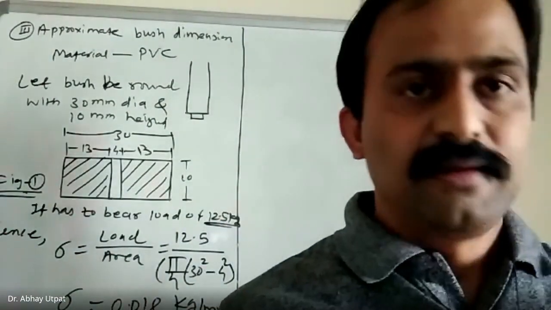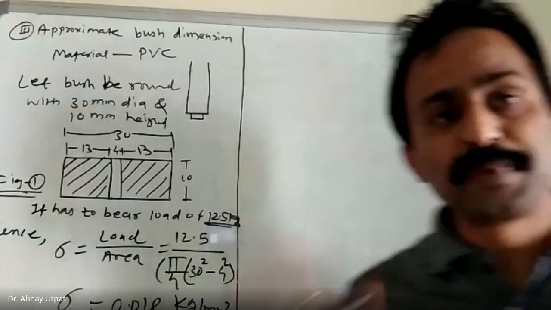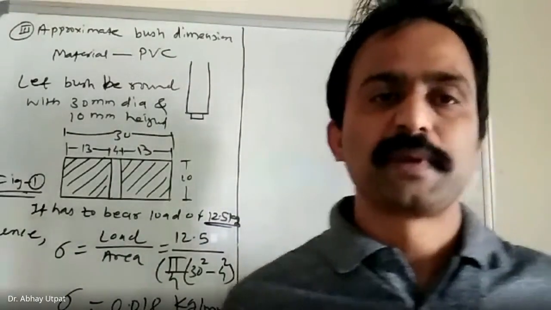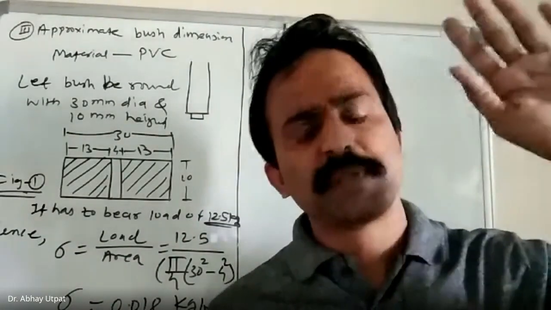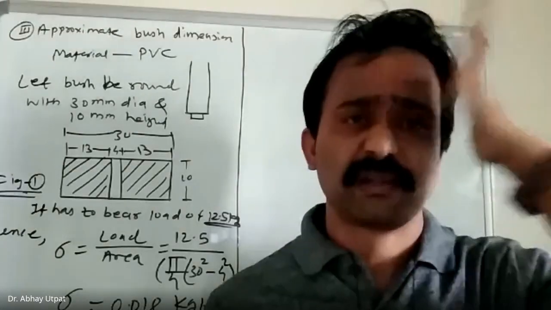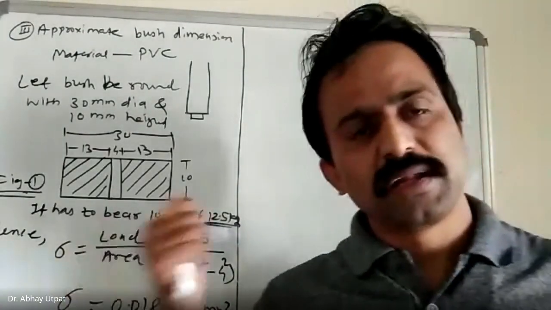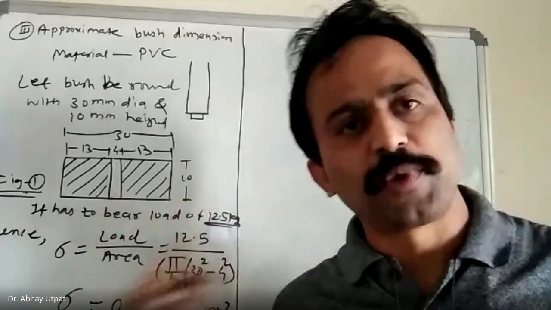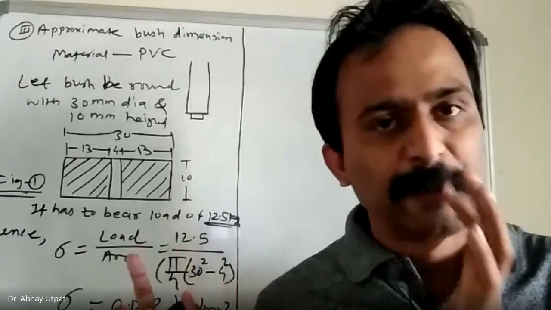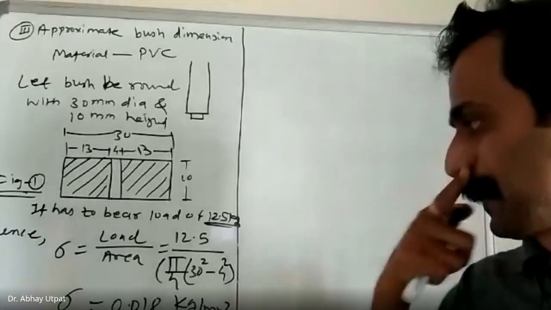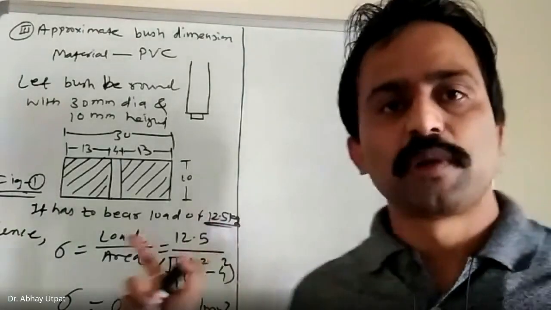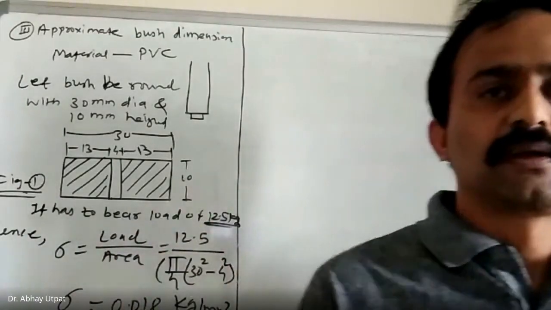And we have selected PVC material. PVC material strength is around 40 to 50 megapascal, which is good strength compared to this. So our material can sustain this load of 12.5 kg. You can write the statement.